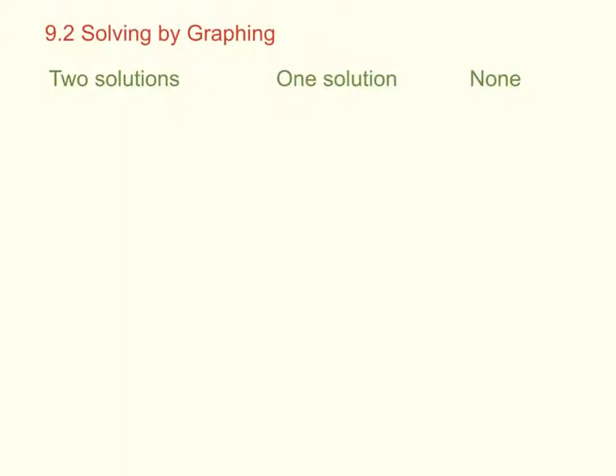So in this next section, we're going to be solving by graphing. And when we're doing this, we're looking at how many times it crosses the x-axis. So sometimes when you graph, you're going to end up with two solutions, which just means that it crosses the x-axis twice. So it's crossing here and it's crossing here.